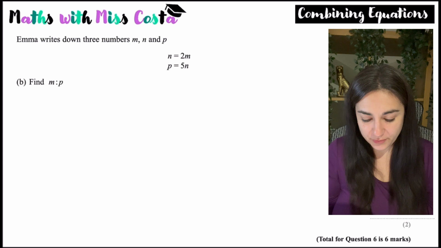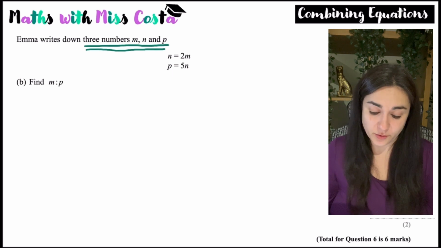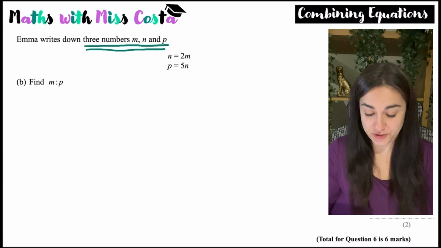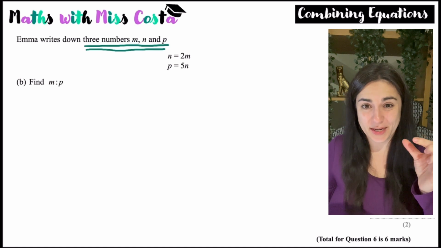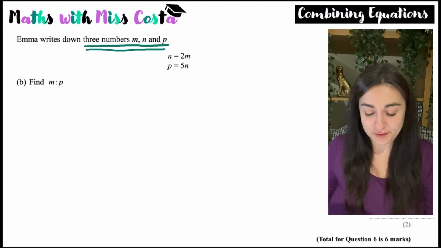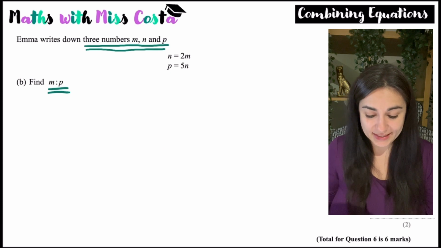Emma writes down 3 numbers, M, N, and P. And we're told that N is equivalent to 2M and P is equivalent to 5n. So I have two equations, and whenever you've got two equations and you've got one variable or one letter in common, what you want to do is see if you can combine them. So I want my end result to have m and p in it. The one thing that they have in common is n, and that's also something that I don't need.